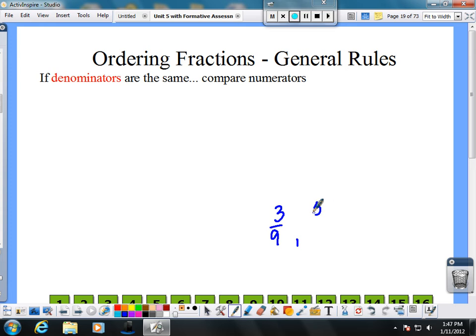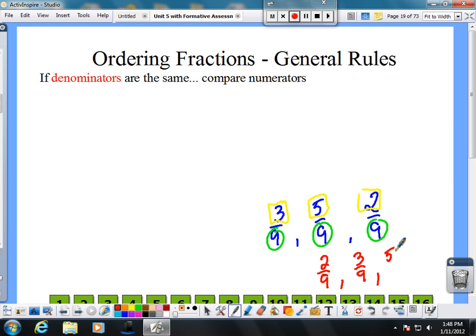So if the denominators are the same, if I have fractions like 3/9, 5/9, and let's do 2/9, and I'm trying to put them in order from lowest to highest, the easiest way to do it is to look and see if my denominators, which are my bottom numbers, are all the same. So all I have to do then is look at my numerators, and I can put these numbers in numerical order. Since 2 is the smallest number of these three, 2/9 will be lowest. Then I'll have 3/9. And last, I will have 5/9.